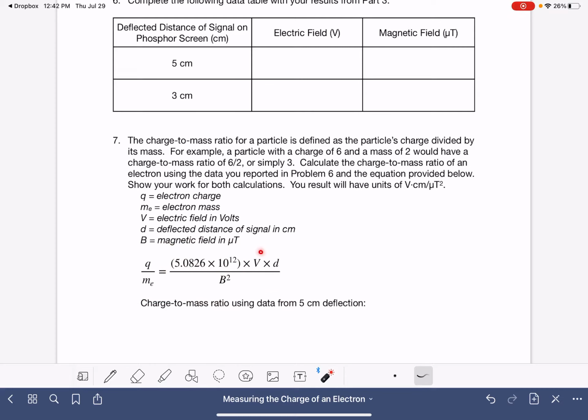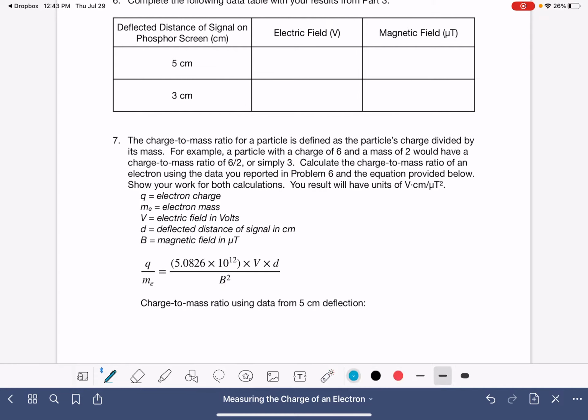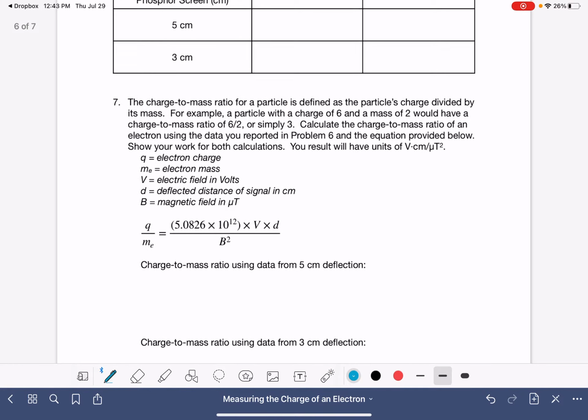You're going to plug in the value of your electric field, which is going to be this number right here. I'm just going to copy it. You're going to plug in D, that's the deflected distance in units of centimeters. So that's going to be this number right here. That's going to go into this spot. And then you're going to plug in the value of the magnetic field in units of microtesla. So just copy this number right here and make sure it's squared. I'm just going to put some random numbers. These aren't correct.